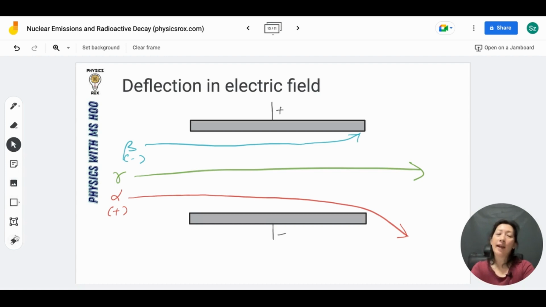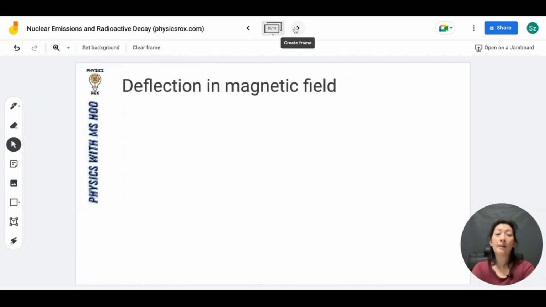If the radiation can deflect in an electrical field, it can also deflect in a magnetic field. In this case, the magnetic field has to be drawn in 3D because it's a 3D deflection. So I'm going to draw, let's say, the magnetic field here. Okay, magnet of North Pole here and South Pole on the other side.